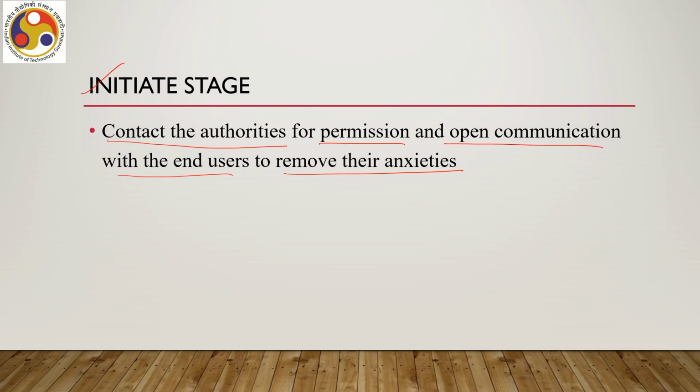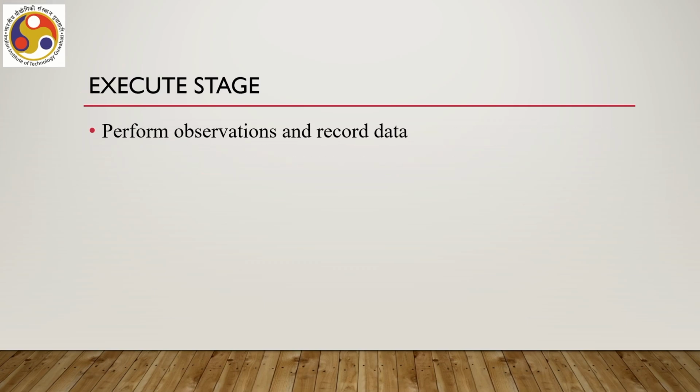Obtaining permission is also very important, because you are going to observe them in their workplace. So, all necessary permissions from relevant authorities must be obtained beforehand. Execute test stage is the one where we actually perform the observations. So, perform observations and record data; that takes place in the execute stage.